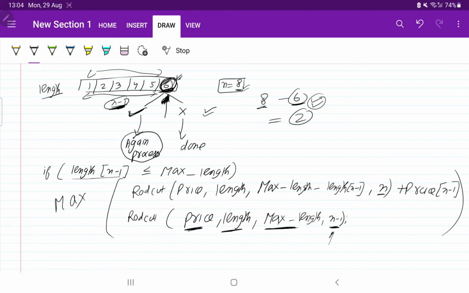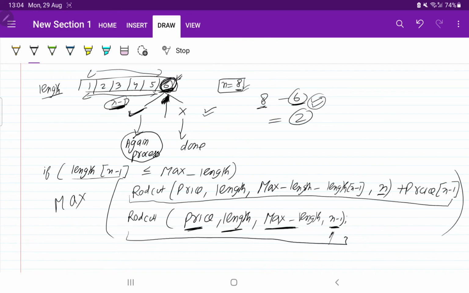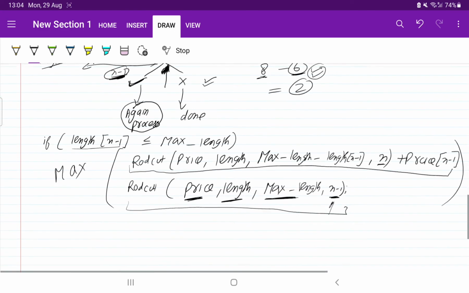Are you getting what I am saying? So either we can take this or this. Whichever gives us the maximum profit, we are going to take that one. I am just trying to explain the concept to you. The clear code we are going to write at the end.